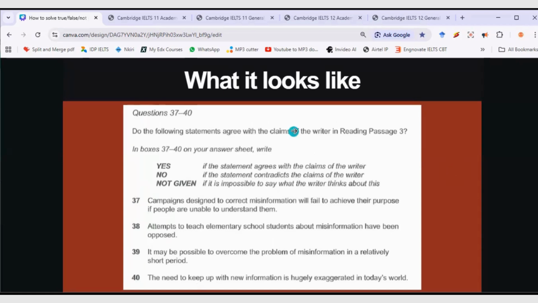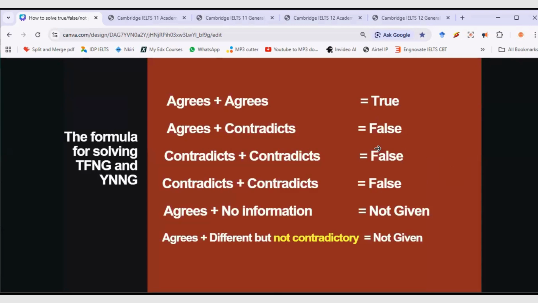Now there's a formula that I want to teach you. There are two things I'm going to teach you before we go into the examples. This formula is for true, false, not given, and yes, no, not given questions. Whenever you see your statement, I want you to look at it from two angles. Think of that statement as having two components or two parts, and then ask yourself, do the two parts agree with the information in the passage? If the two parts agree, then the answer to that question will be true. When I treat examples, you will understand better.